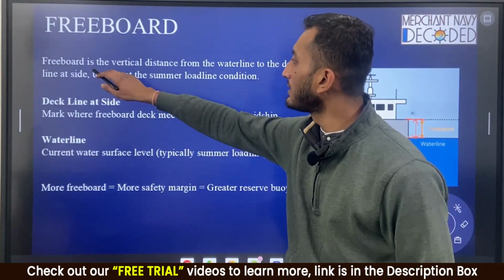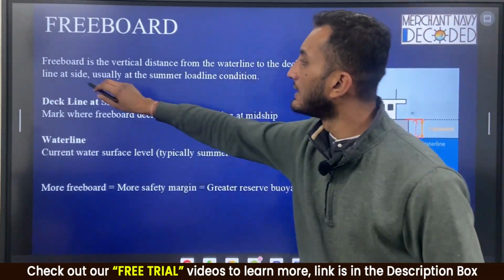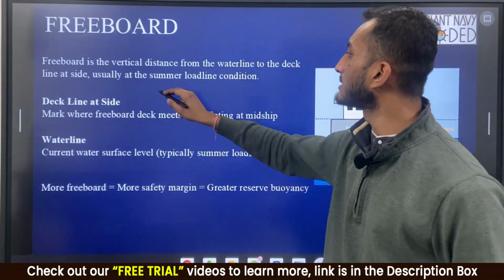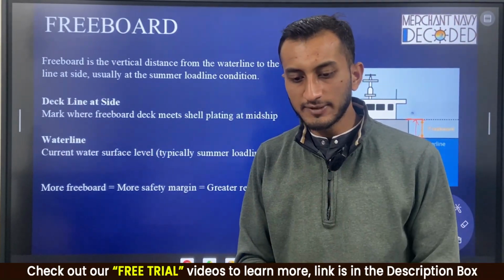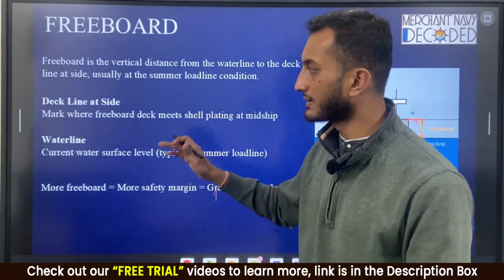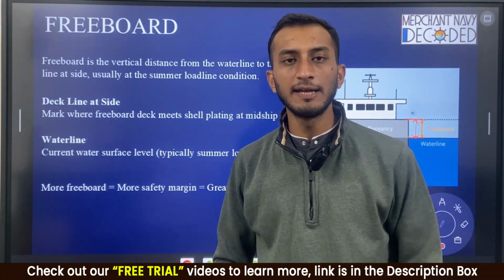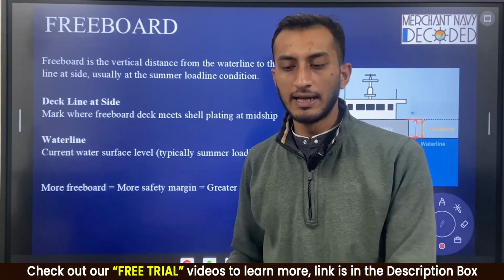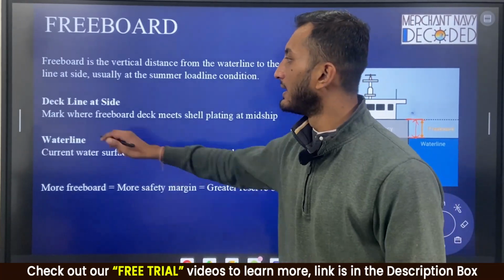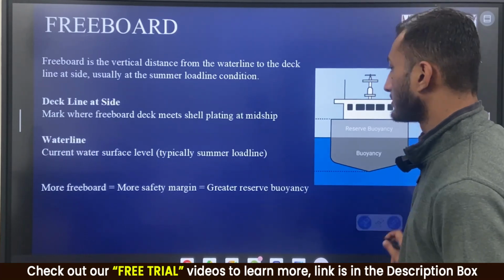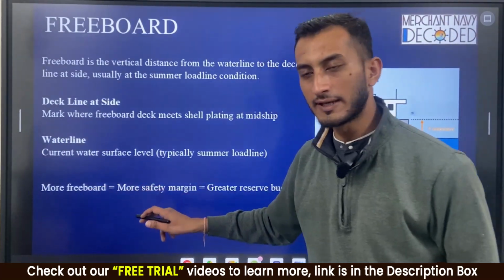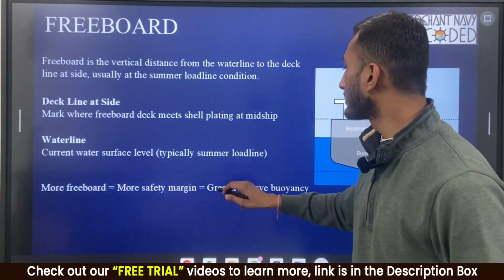It is the vertical distance from the waterline to the deck line at the side, usually at the summer load line condition. This freeboard is basically taken at the summer load line condition, and it might vary depending on the draft of the ship. It is not constant, it changes. But remember, more freeboard means more safety margin and greater reserve buoyancy.